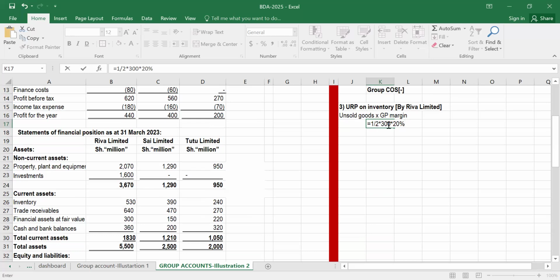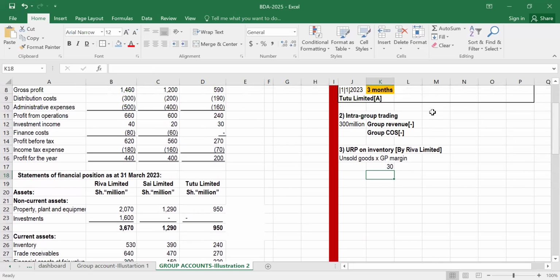The unsold goods, which is half of 300 times the gross profit margin. So this will give us an unrealized profit of 30. So which adjustments are required here? Let me just copy this one. So which adjustments are required?